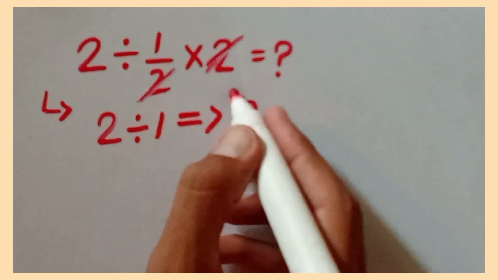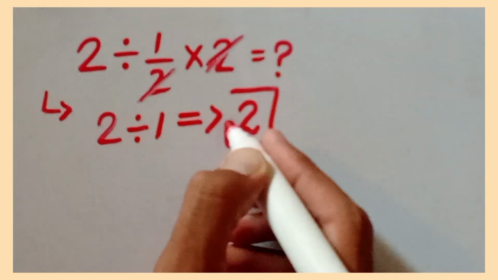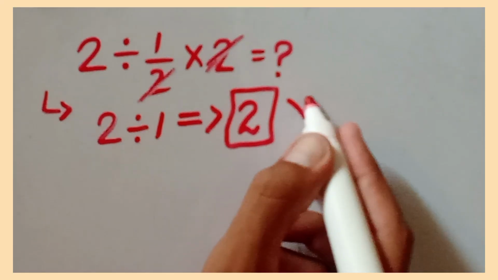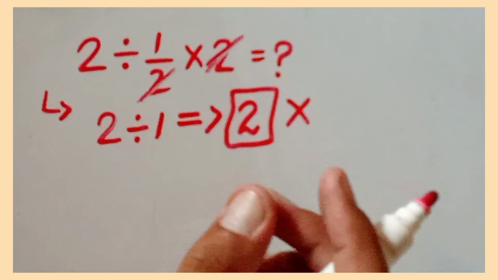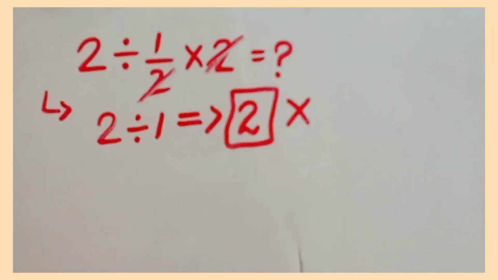But students, this answer is wrong, because of the order of operations, which is PEMDAS, where division and multiplication have equal priority, and we have to go from left to right.